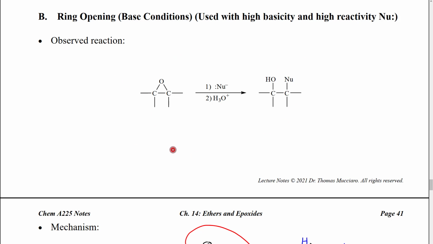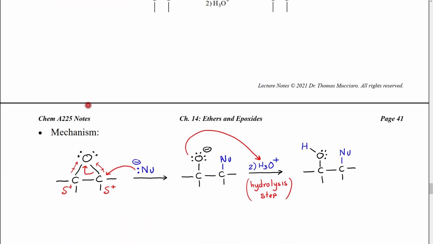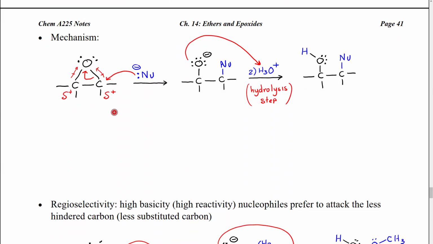In this reaction then, we first take our negatively charged basic nucleophile and allow it to react with the epoxide. Then we protonate the product with hydronium, ending up with hydroxyl on one carbon, nucleophile on the other. The mechanism looks like this. In some ways it's a less complex mechanism than the acid one. Because the nucleophile should react directly with the epoxide, we don't need to protonate first to increase the reactivity.